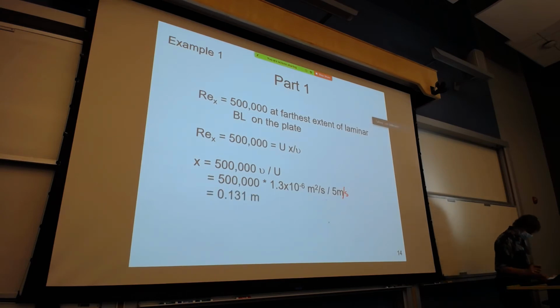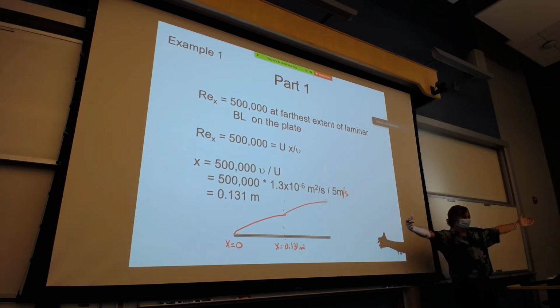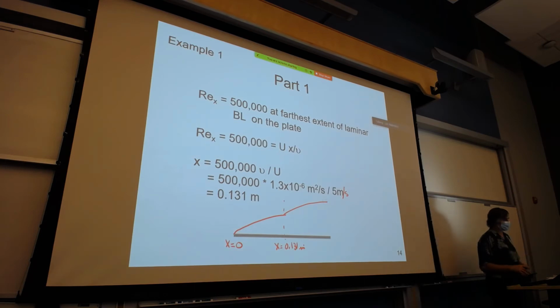Here's our plate, and we have laminar, and then the boundary layer goes up like this. X is equal to 0 at the leading edge, and x is equal to 0.131 meters at the end of the laminar boundary layer. Remember, the plate is 2 meters long, so this is really close to the leading edge. Probably less than 15% of the total length has a laminar boundary layer, and the rest is either transition or turbulent. We don't know yet. That's all we know.